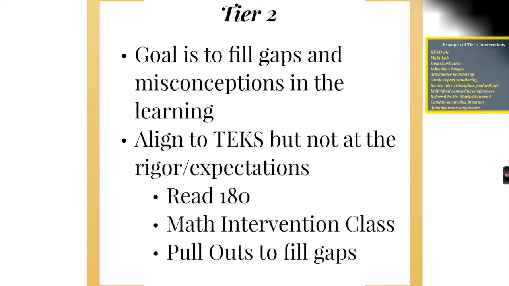This is usually taken in the place of maybe a class outside of your class. It could be Read 180. It could be a math intervention class. It could be if there's an interventionist coming and pulling out groups to come and work on things. It could be kids going to a social skills group during their advisory time. That could also be tier two.